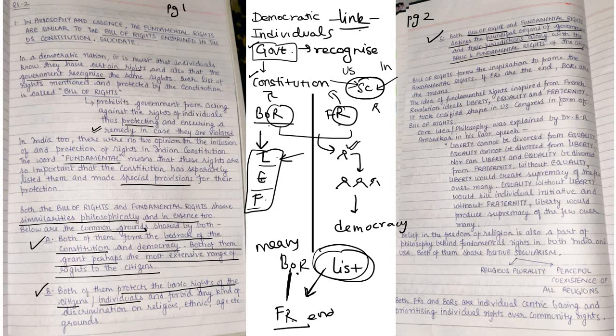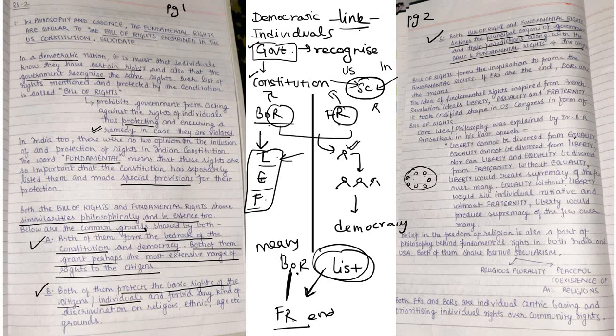Okay. So B.R. Ambedkar ji used to say that liberty cannot be divorced from equality. Equality cannot be divorced from liberty. Nor can liberty and equality be divorced from fraternity. Fraternity is unity, brotherhood. Without equality, liberty would create the supremacy of the few over the many. Now if there is no equality, what happens to liberty? Only a few people will get power. When liberty is there but there is no equality, only a few people will have power. If liberty and equality are together, then only everybody will have the same level of operation.